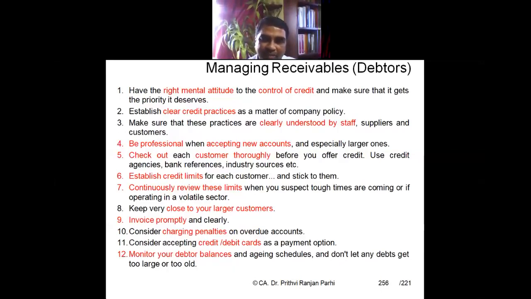Monitor your debtor balances. Create an aging schedule, that means how much of the debt is more than 1 month old, how much is more than 3 months old, how much is more than 6 months old. Like this, you can create an aging schedule so that you can monitor your credit balances. So these are some issues credit receivable deals with.